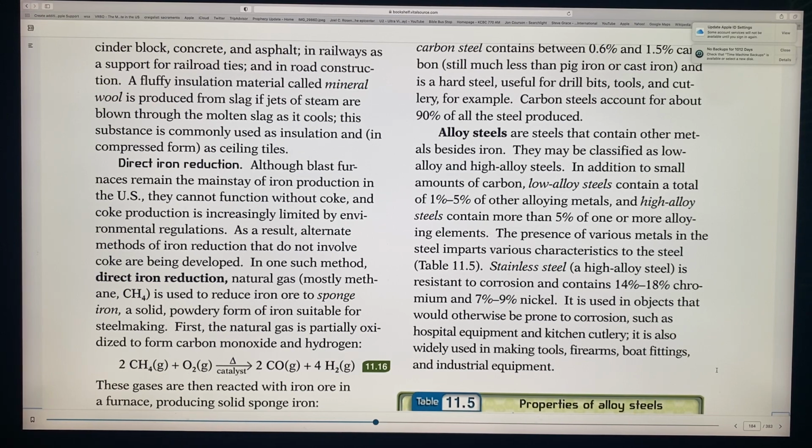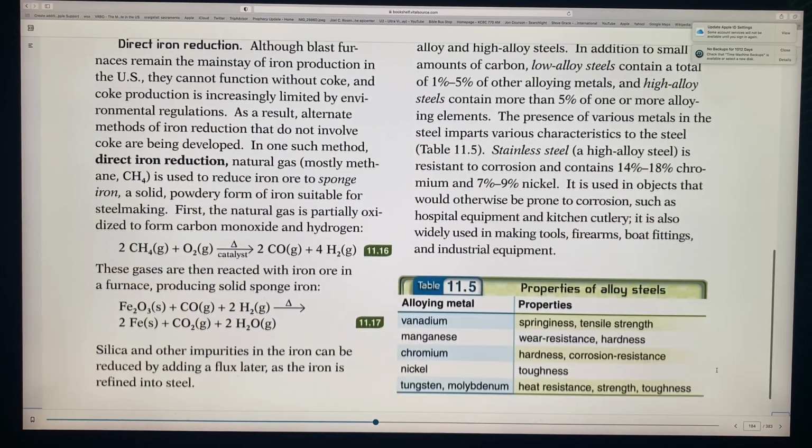One alloy would be like stainless steel. Stainless steel has 14% to 18% chromium, or nickel, as you add to stainless steel, which would be 7% to 9%. And stainless steels are really good for your kitchen cutlery, you know, so they don't rust, right? Hospital equipment, tools, firearms, boat equipment, all these things use stainless steel.